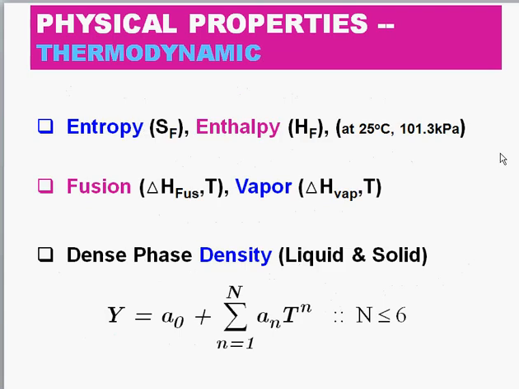The thermodynamic data which are included are just entropy and enthalpies of different processes, as well as the density of dense phase. The density is then supplied in the form of polynomial as well.